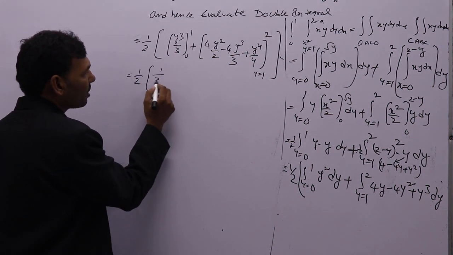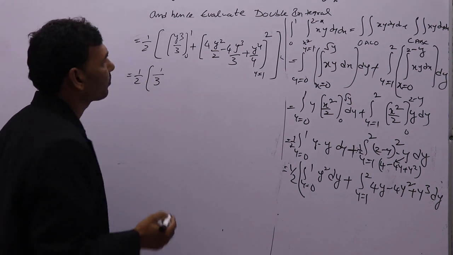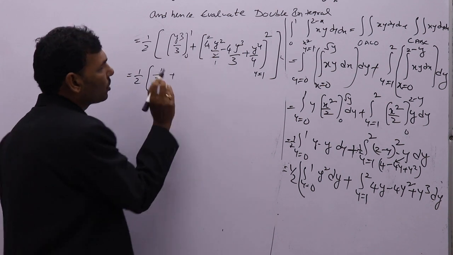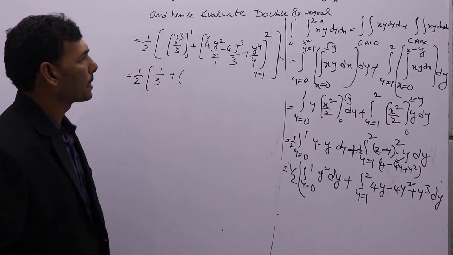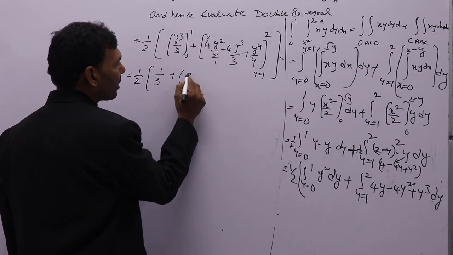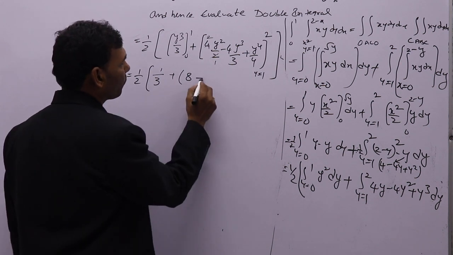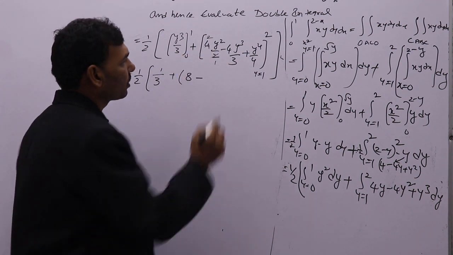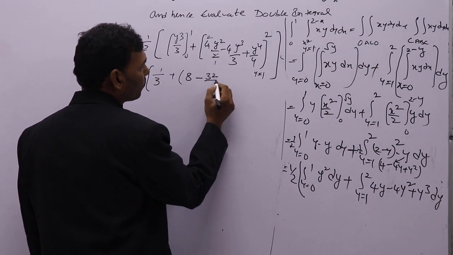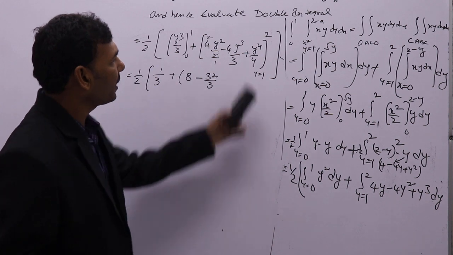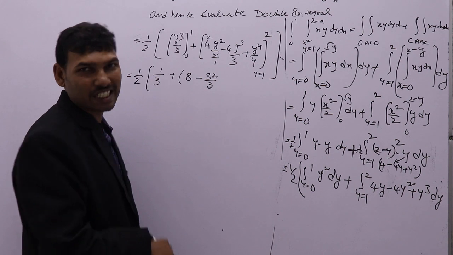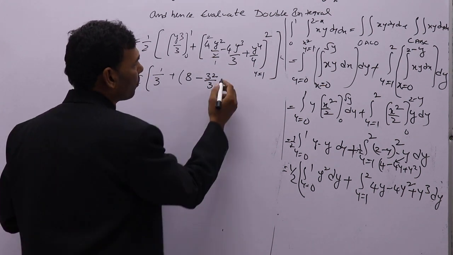Now write in the place of y=1. If you write in the place of y=1, you will get 1 by 3. If you write 0, that becomes 0. Write in the place of y=2: 2 square 4, 4 2s are 8. Then 2 cube 8, 8 4s are 32 by 3. Then 2 power 4, 16, 16 by 4, 4.